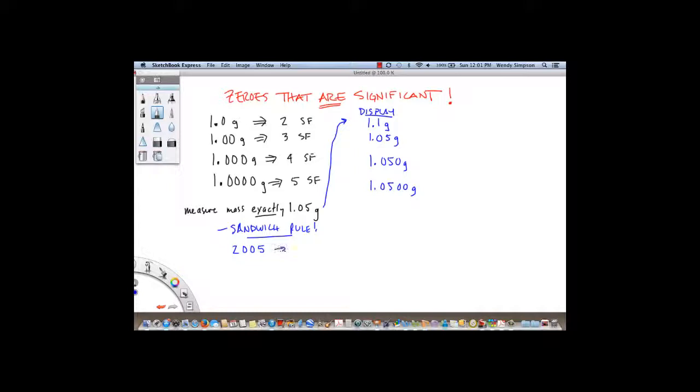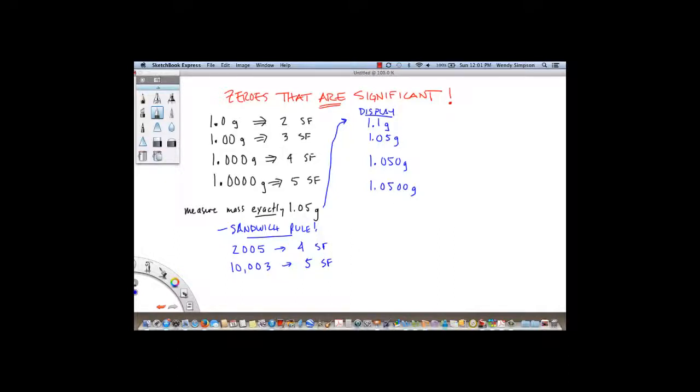2005, this is four significant figures. There's no other way that we can rewrite this number, getting rid of the zeros and maintaining the entire value of that number. Likewise, 10,003 has five significant figures.